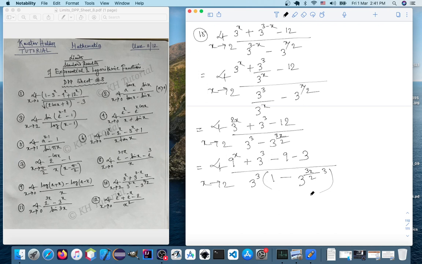How is it helping? 3 to the power x minus 12, minus 3 minus 9, minus 1 minus 3 minus 9. Aha, this will be 3 to the power x.